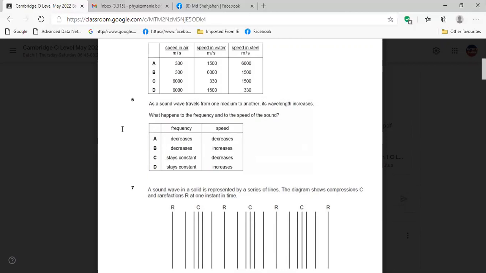We got the idea frequency is always the same, right? Yes, sir. So we got here C or D, right? Either C or D will be our answer. Which one should be our appropriate answer? We have to take the wavelength. Is it increasing or decreasing? It's given wavelength increases, right? So what will happen to speed?